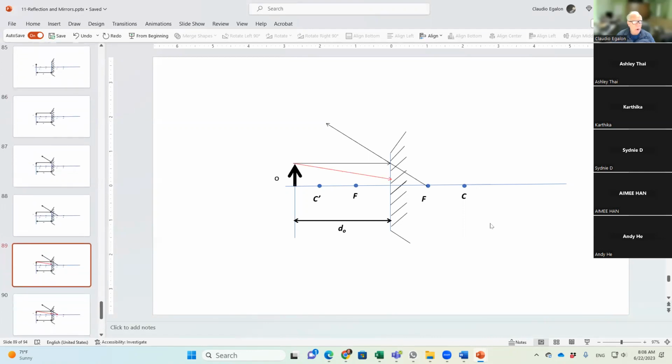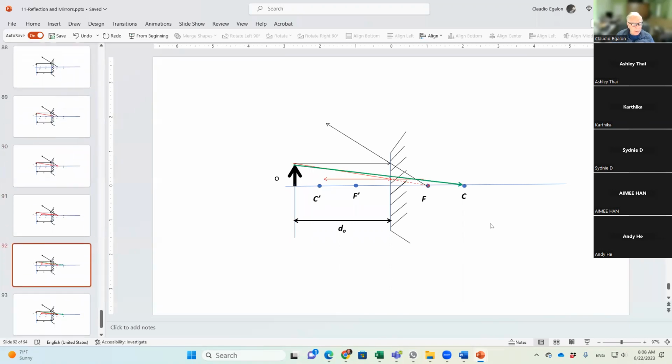Then we have this other light ray that's going towards the focal point. It is going to reflect parallel to the axis. That's all we need to find out the image, nothing else.